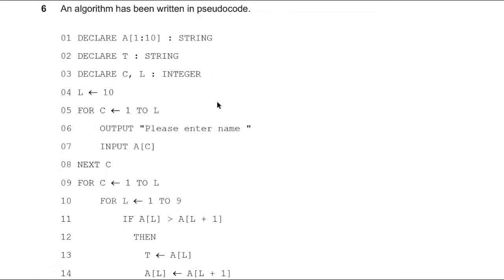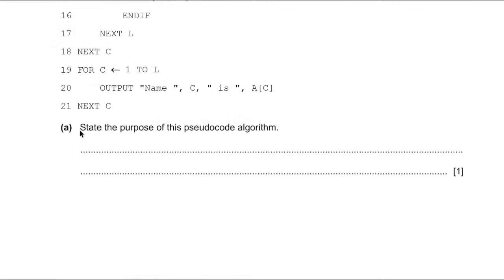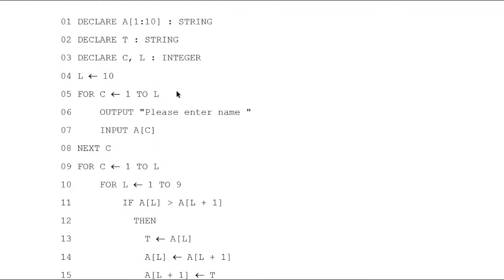An algorithm has been written in pseudocode. Okay, so this is the algorithm. State the purpose of this pseudocode algorithm. Okay, what I can see is we are declaring A, which is an array of string 1 to 10, T. Declare T, that is also a string. Declare C and L as integer.